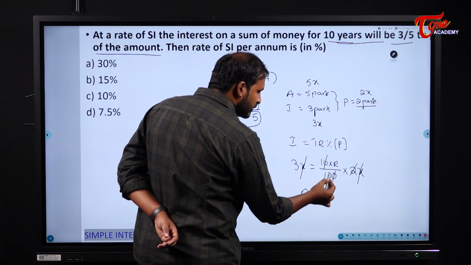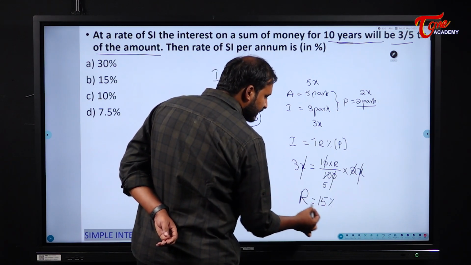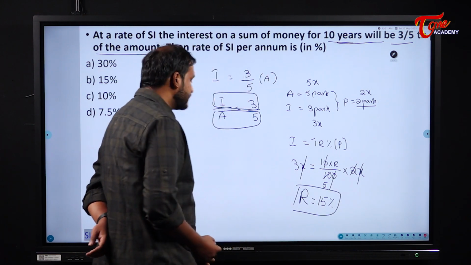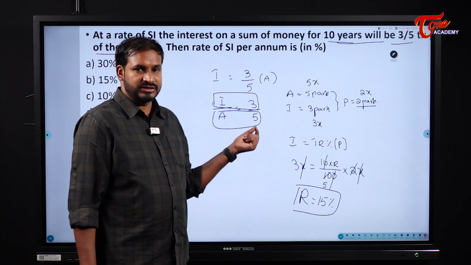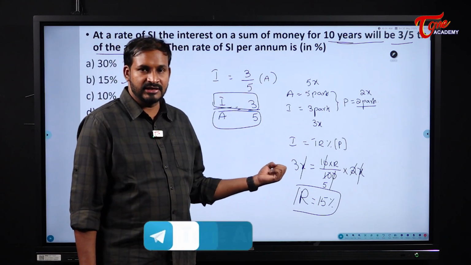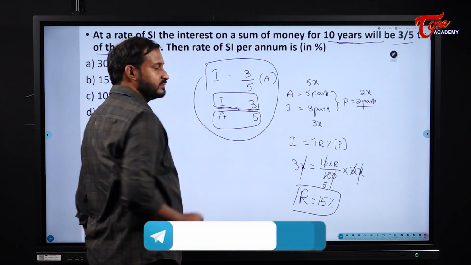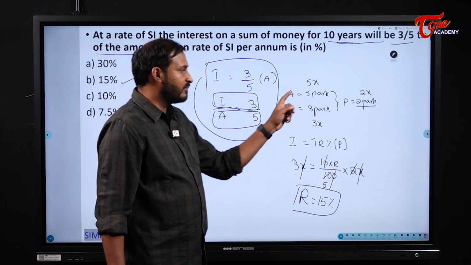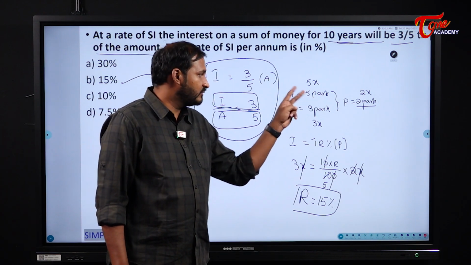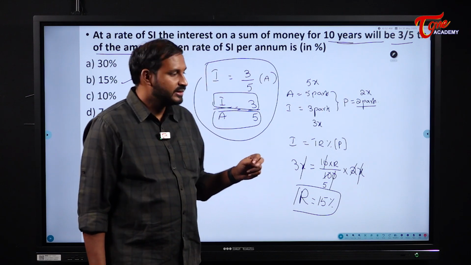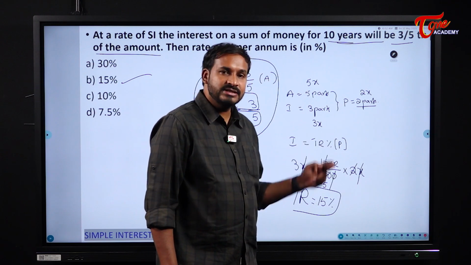And next, 2 ones are 2, 2 fives are 10. So what is the rate of interest here? 15%. Understood, students? You should know this logic, then easily you will understand the concept. Please try to understand. Interest is 3 by 5 of amount. That means if amount is 5 parts, interest will become 3 parts. From these two things, I can write the principal, right? Principal will be amount minus interest. That is 2 parts.